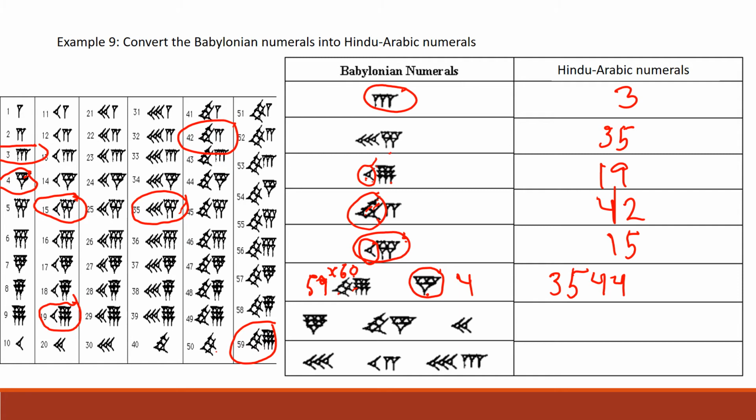Just a couple more. So the next one, we have 2 sideways. That's 20. All right. Here we have 1, 2, 3, 4 sideways arrows. So that means we're in the 40s. And 1, 2, 3, 4. So that one is 44.